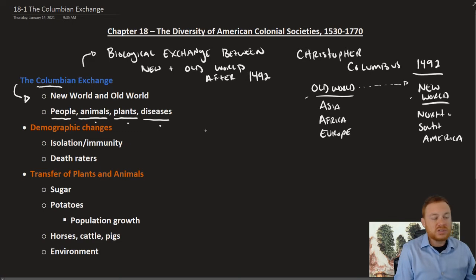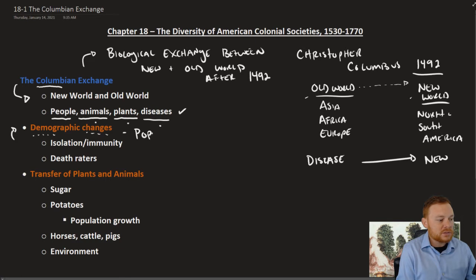One of the most significant things, or one of the most consequential parts of this exchange, was disease. And for the most part, disease was a one-way transfer, in that disease from the Old World traveled to the New World. And the impact on it was dramatic demographic changes. And what we mean by demographics is a fancy word for population.